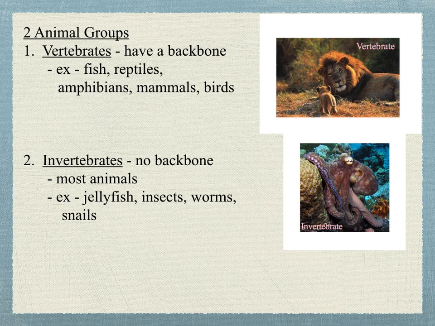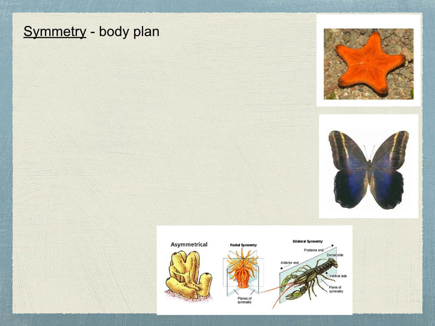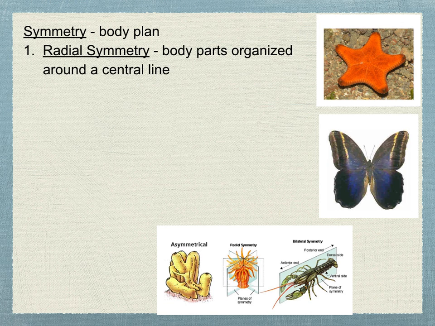The next thing we're going to talk about is related to the body plans of these organisms, and we call that symmetry. So how the body is organized would be symmetry. And there are three kinds of symmetry that we're going to mention. The first is radial symmetry. So when we're talking about radial symmetry, what we're talking about is that these body parts are organized around a central line. So like if you were to run a central line right through the middle of this starfish here, you would have all of these body parts organized around that central line.